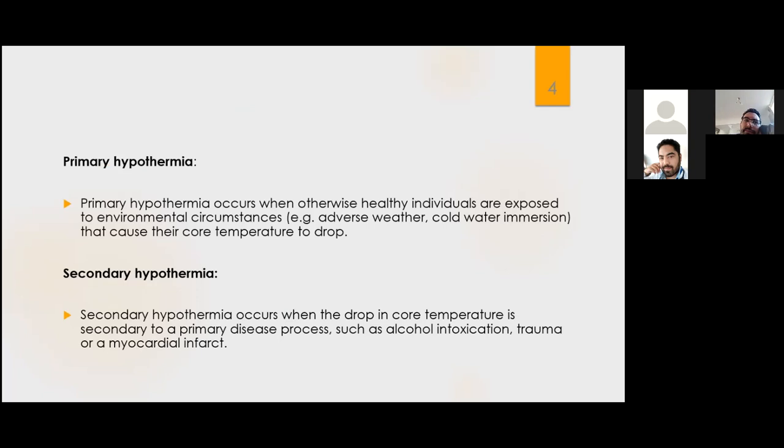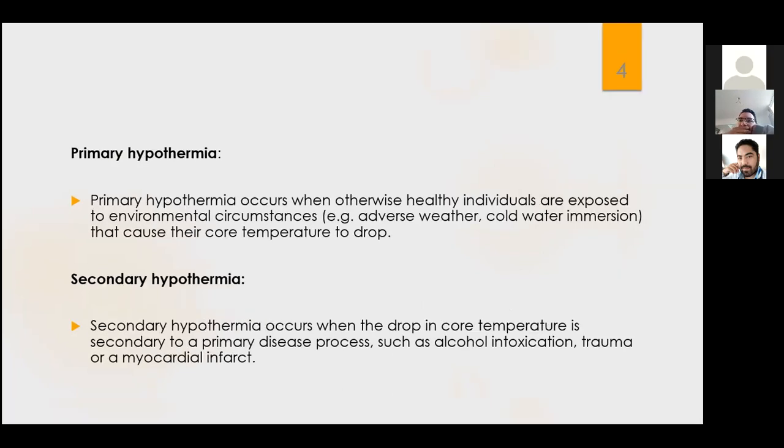So what's primary hypothermia? Primary hypothermia occurs when healthy individuals are exposed to environmental circumstances. For example, when people go hiking and mountaineering and are exposed to adverse weather, and also when they go swimming in a cold pond or river and are exposed to cold water immersion, that causes their body to drop the core temperature and subsequently leads to hypothermia.